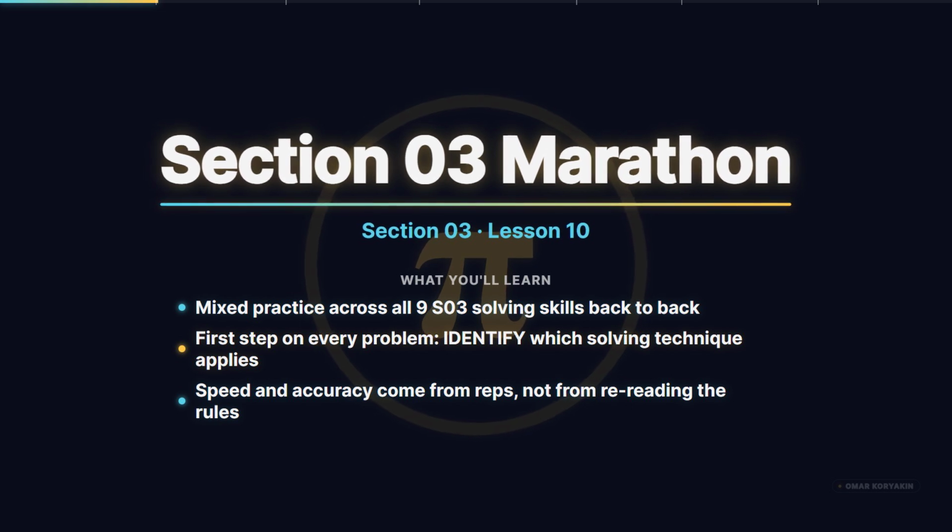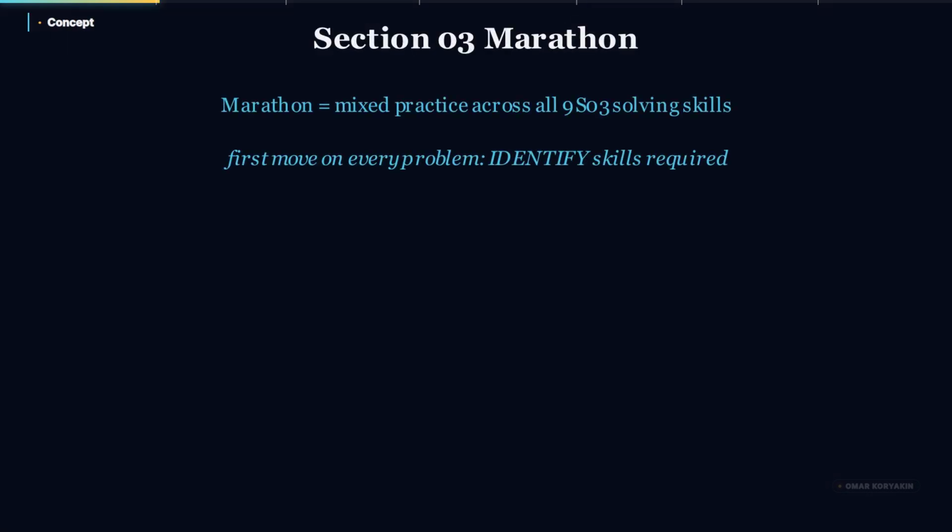The full Section 3 toolkit has 9 solving skills, and a marathon-style mixed practice session is the most efficient way to lock them in as fluent reflexes. The first move on every mixed problem is to identify which skills the problem requires. Only after that identification do you apply the relevant rules. Today, we make the identification step explicit so you can train it deliberately rather than absorb it by accident.